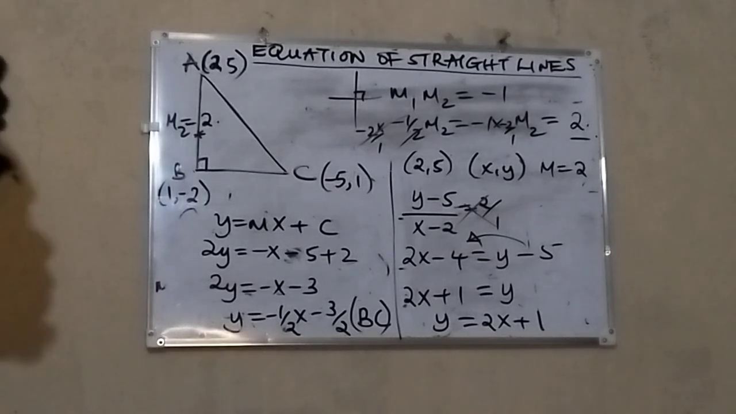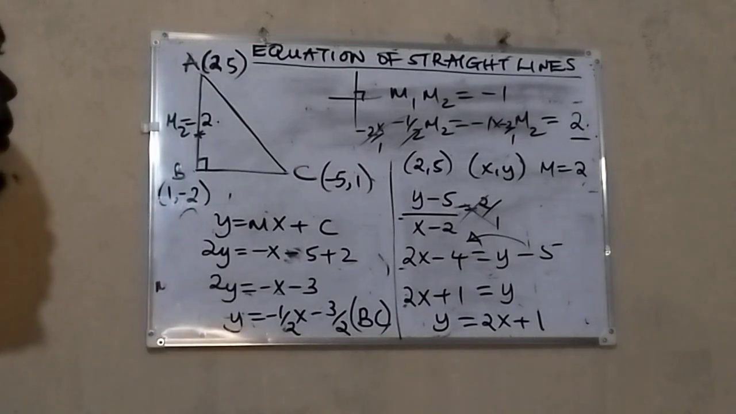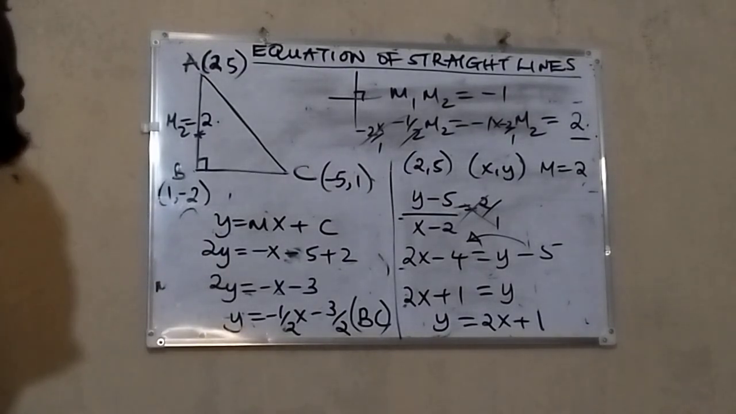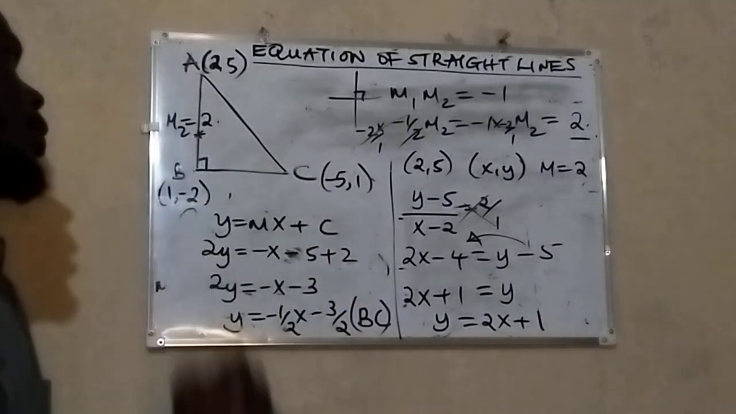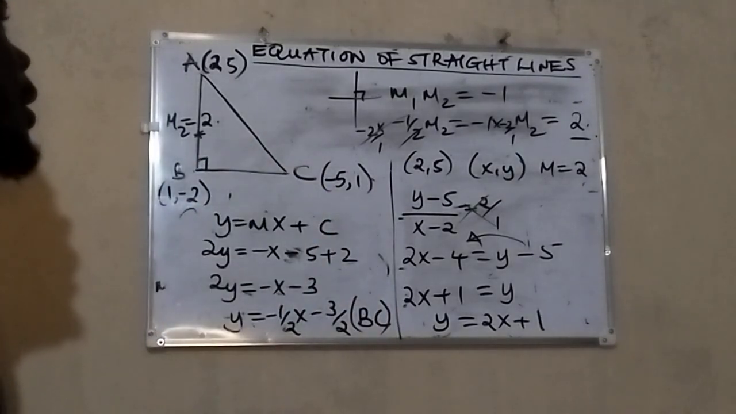So up to this point you can easily get the gradient of a line. When it is a perpendicular line, you can form the equation using M1 times M2 equals -1, then use one of the coordinates to form the equation of that line.